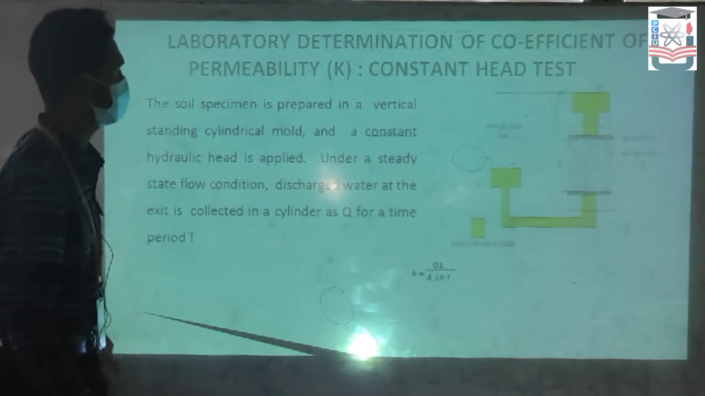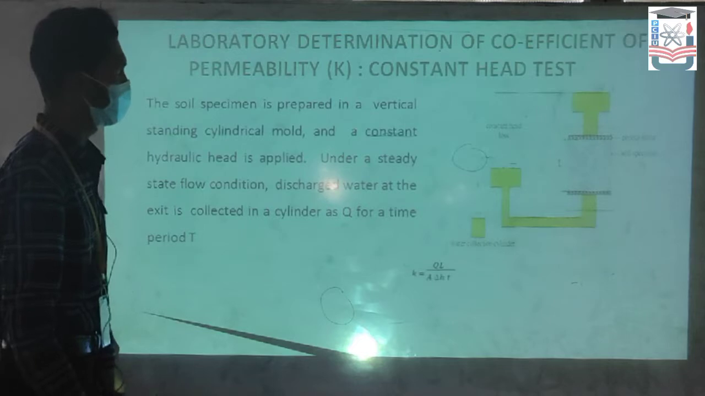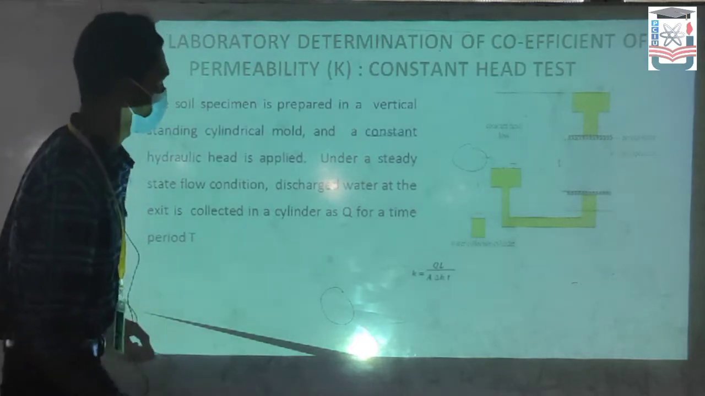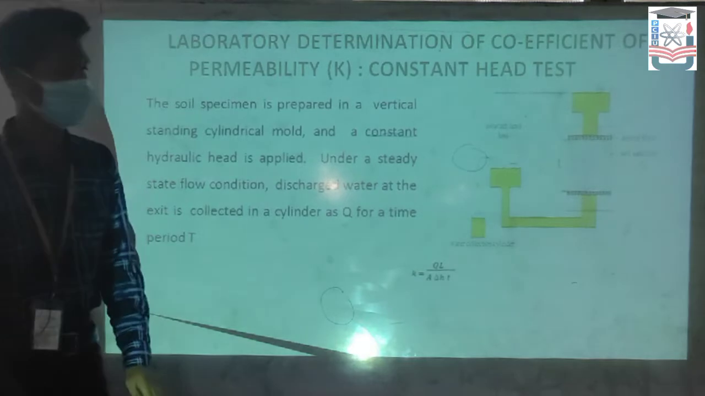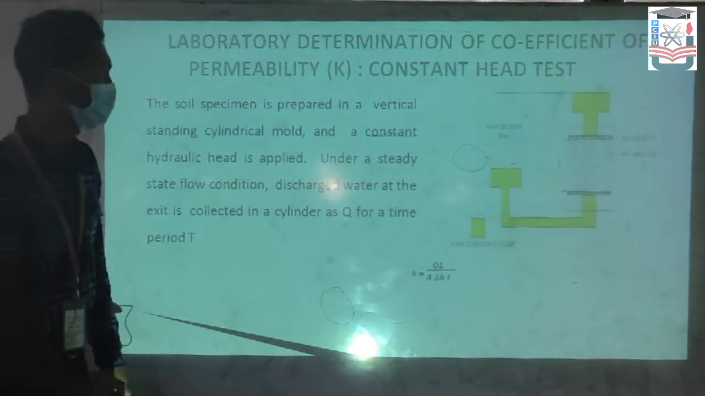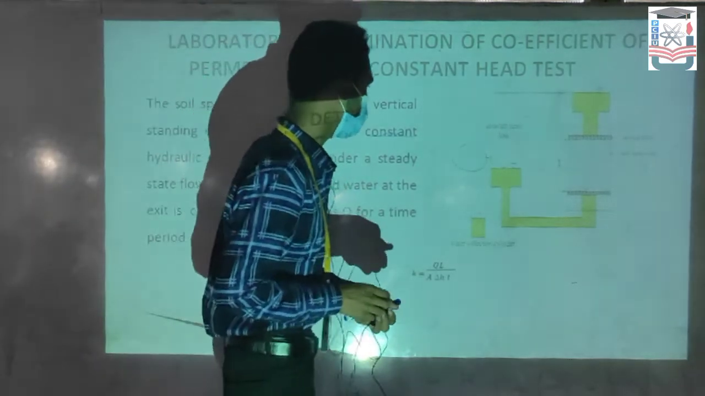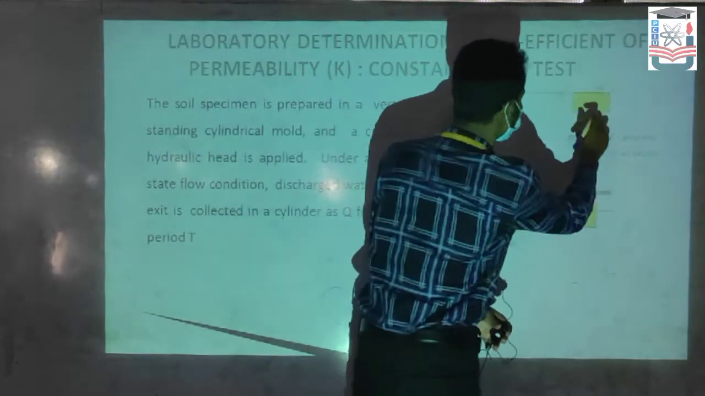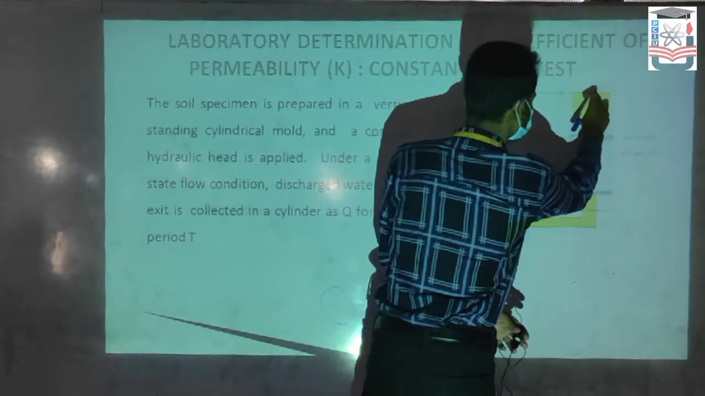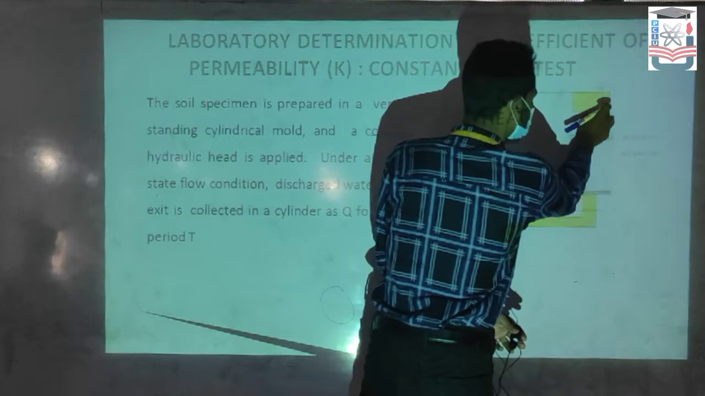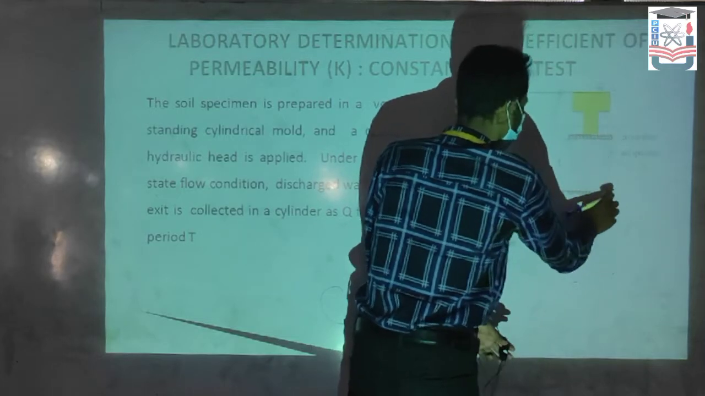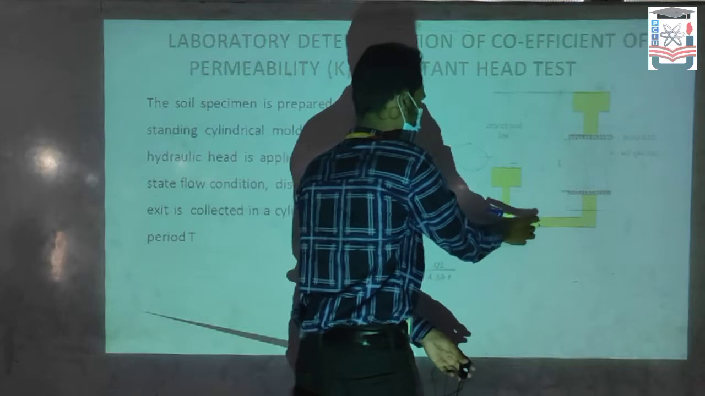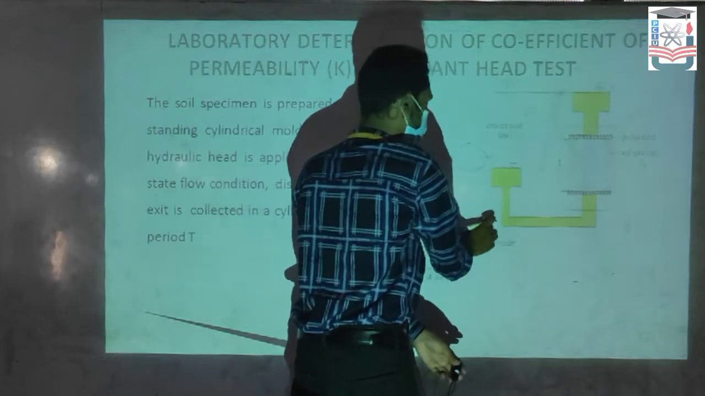Now I will discuss the laboratory determination of the coefficient of permeability. There are three types of tests. I will discuss one type of test, the constant head test. The constant head test is mainly used for coarse grain soil. In this test we continuously supply water, and the water flows through the specimen.